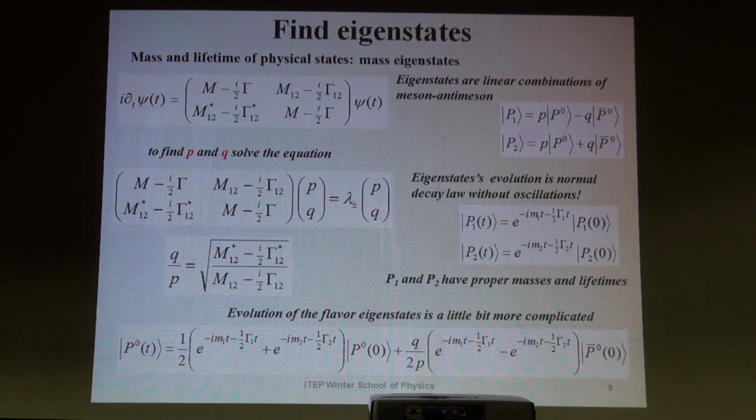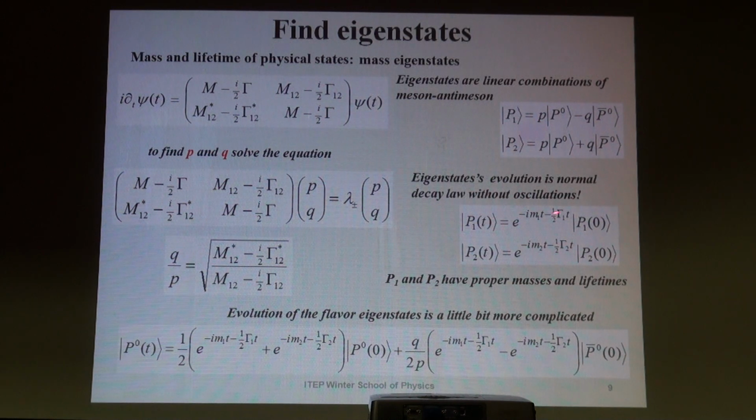Now let's solve them. The simplest way is just to find the eigenstates of these equations. They will have some real mass and lifetime. These are eigenstates of this matrix, and they will be a mixture, a superposition of B meson and B0 bar. To find this p and q, we just need to solve this equation and find these eigenvalues, which will correspond to the proper mass and lifetime of these two eigenstates.